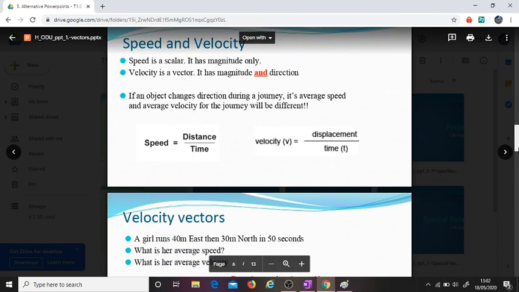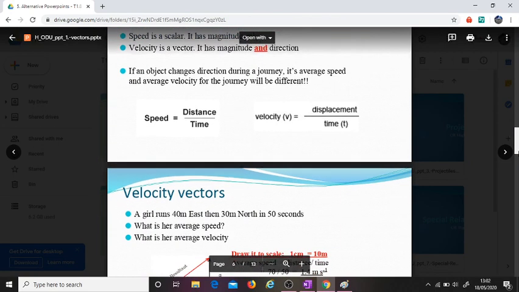So now we come on to speed and velocity. As with distance and displacement, you've got distance, which is the scalar version of how far something's travelled, and displacement, which is the vector version. We have exactly the same thing with speed and velocity. So again, speed is distance over time, so you would always use the scalar version, distance over time. Time is obviously a scalar as well. So speed would be distance over time, whereas velocity is displacement over time.